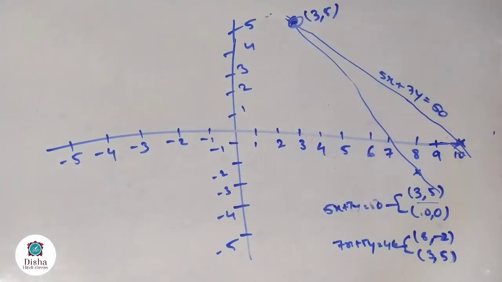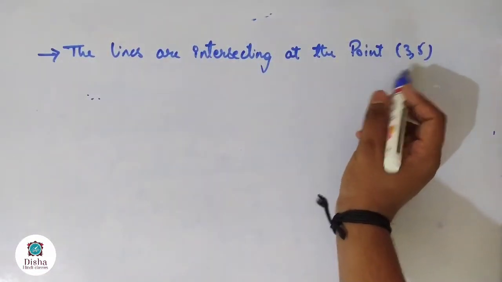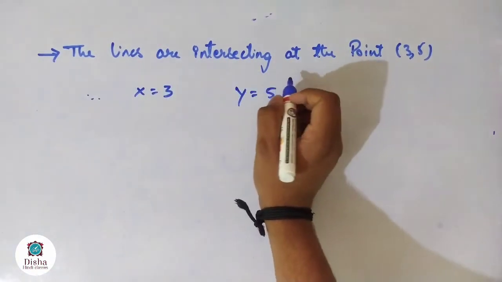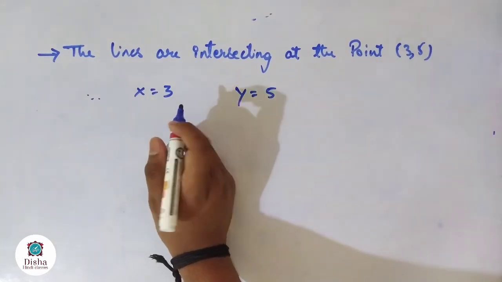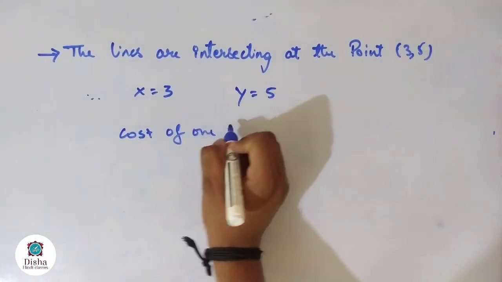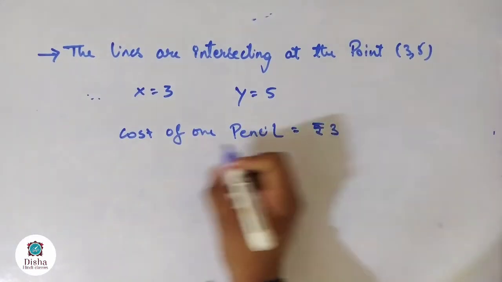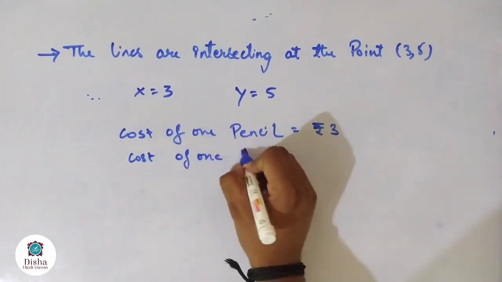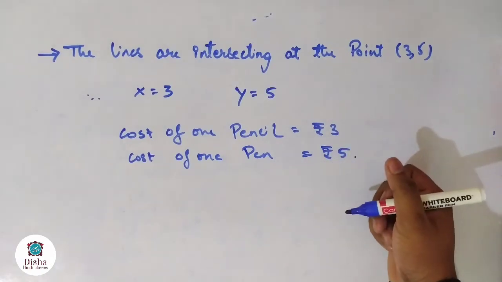So let us write that in statements. Therefore the lines are intersecting at the point 3 comma 5. So x will be 3 and y will be 5. What was x? What we considered as x? We considered x as pencil. So cost of one pencil equals rupees 3. Cost of one pen equals rupees 5, right?